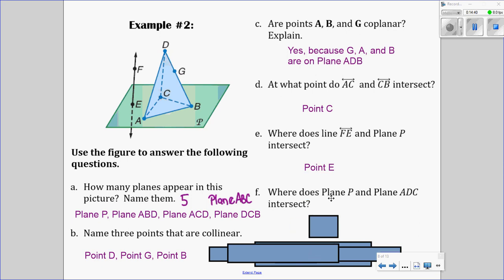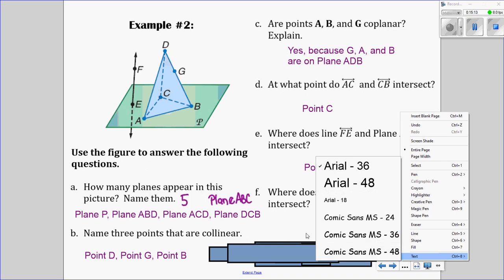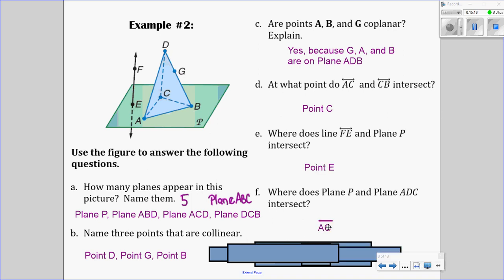And where does plane P and plane ADC intersect? So we have our plane, the green plane, and then we have plane ADC. It's right back here on this side. Where do they intersect? So we have this plane, and then we have this plane. So they intersect at line AC. You could write the word line AC or have the symbol for line, or I should just put segment, which is AC. So that's fine, since it's just a segment. All right.